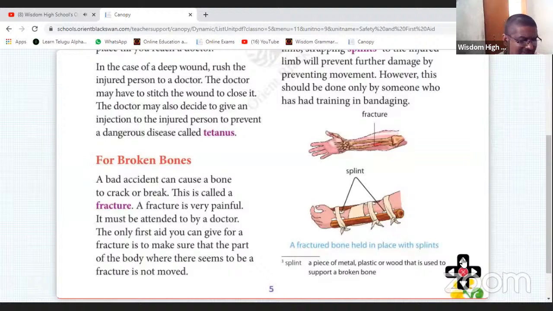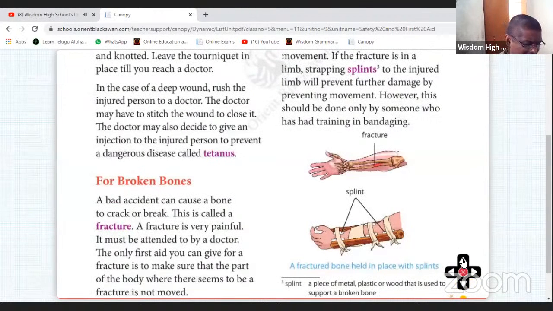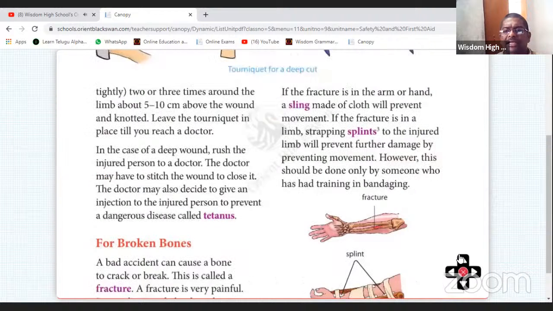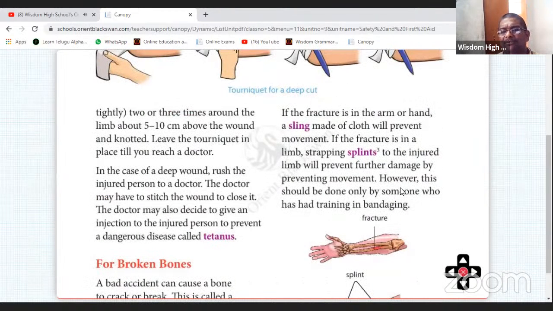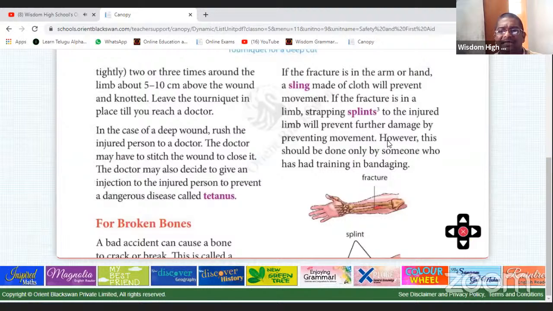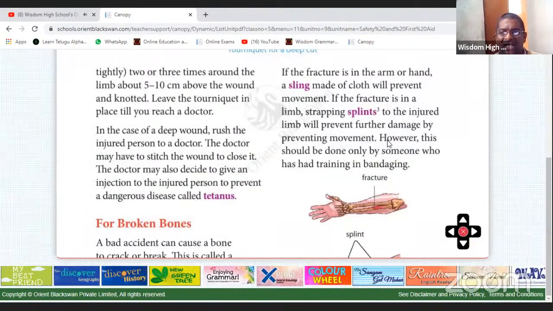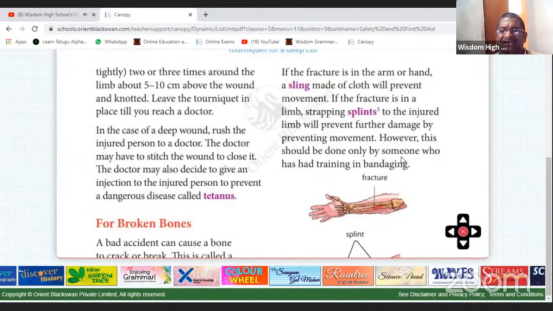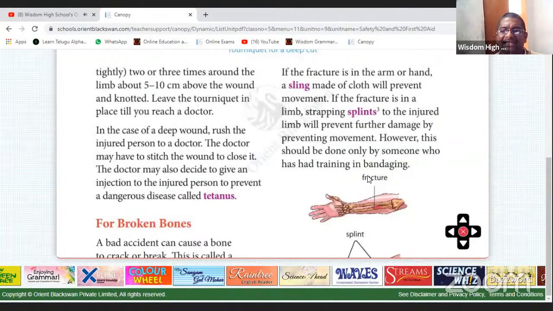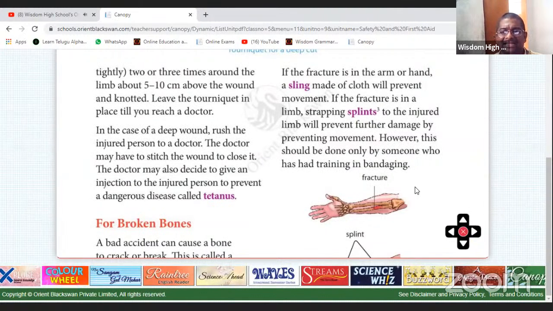Next, now children concentrate here. If the fracture is in the arm or head, a sling made of cloth will prevent movement. If the fracture is in a limb, strapping the injured limb will prevent further damage by preventing movement. However, this should be done only by someone who has training in bandaging.